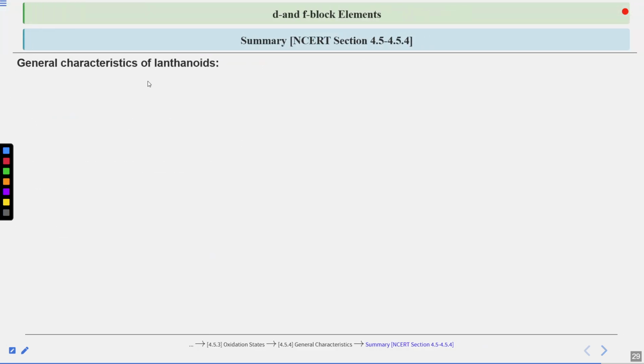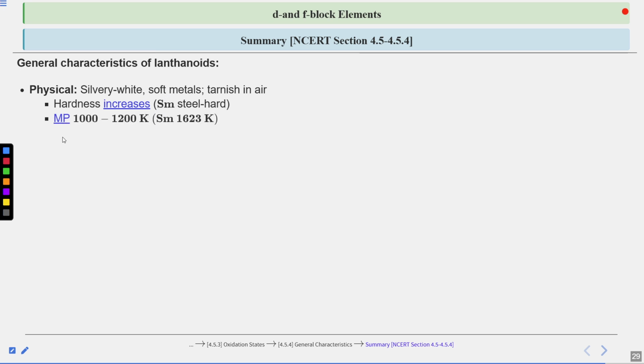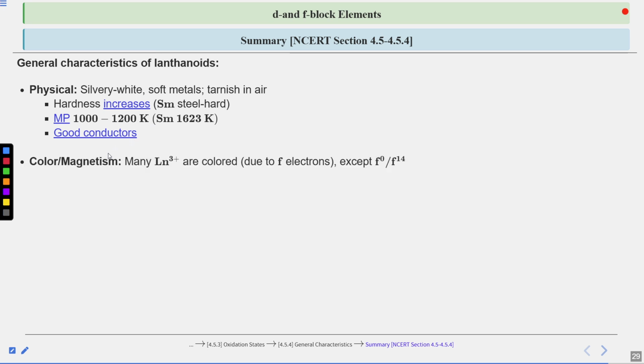Then we have seen the general characteristics of lanthanoids. The physical characteristics are that they are silvery white, soft metals, and they tarnish in air. Their hardness increases, and Sm, that is samarium, is steel hard. The melting point ranges from 1000 to 1200 Kelvin, the exception being samarium with a 1623 Kelvin melting point. They are good conductors of heat and electricity.